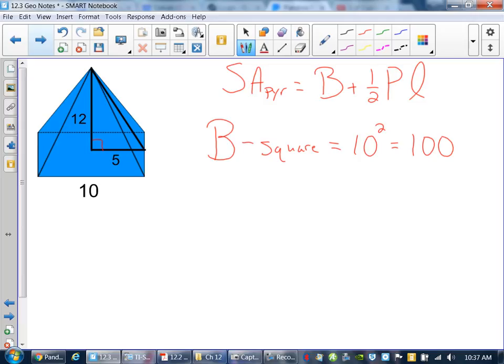From there, you can do the perimeter. Since it's a square, it's got 4 sides of 10. Well, last time I checked, 4 sides of 10 equals how much? 40. Okay.